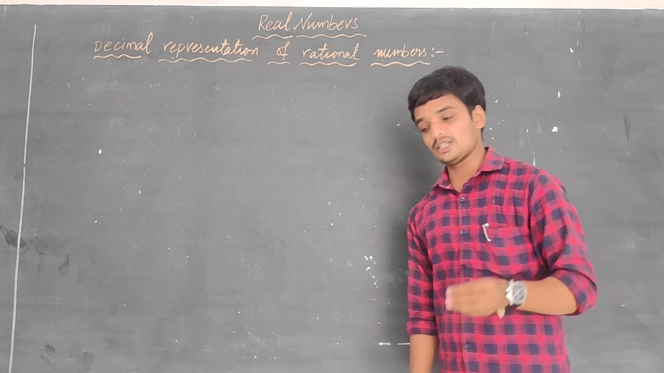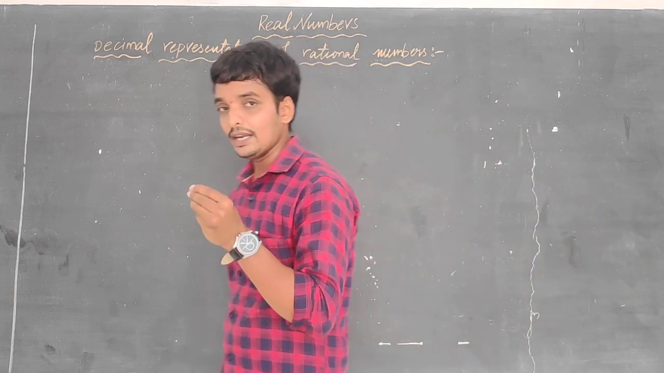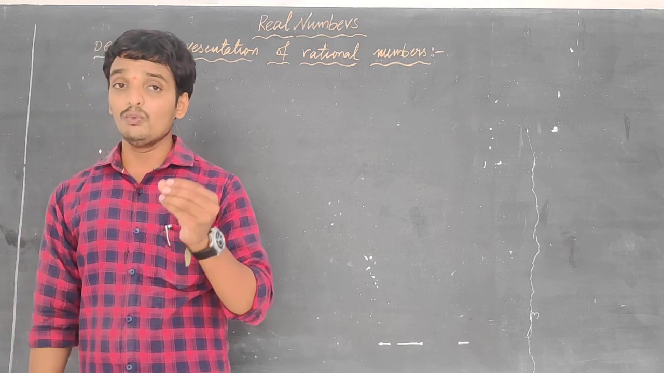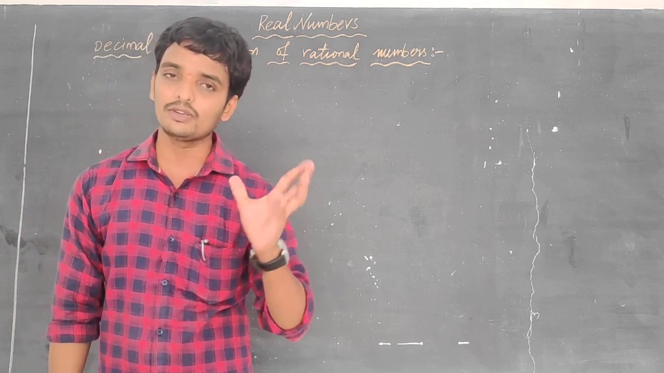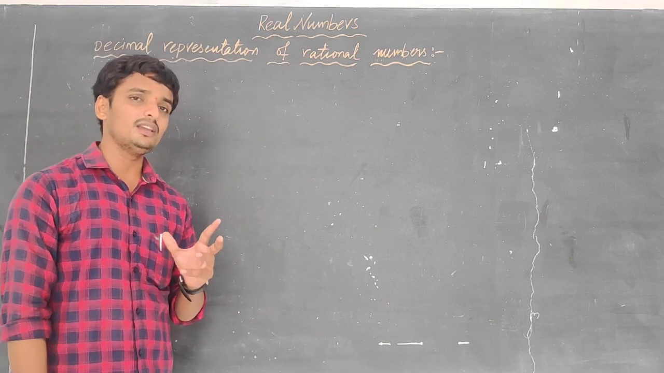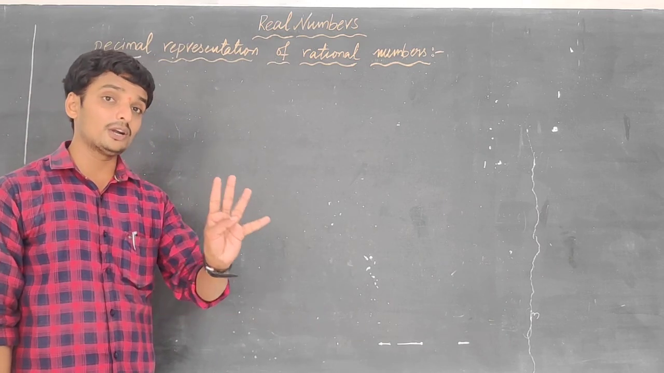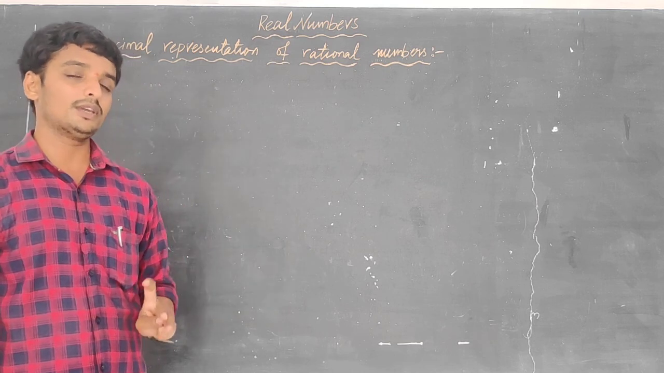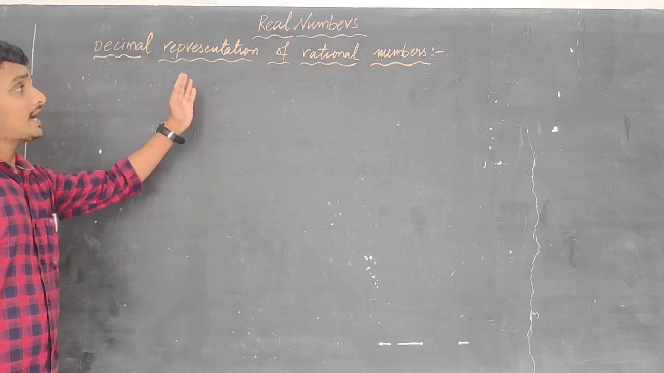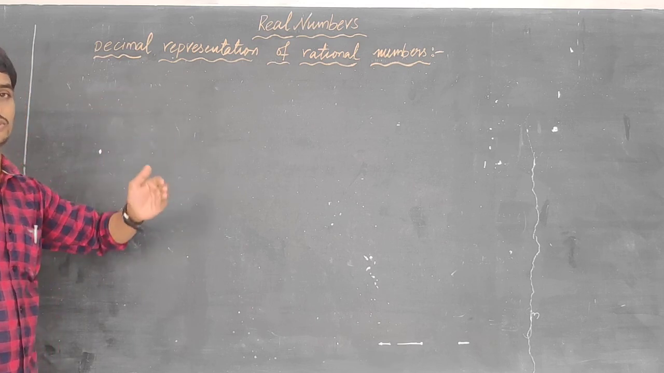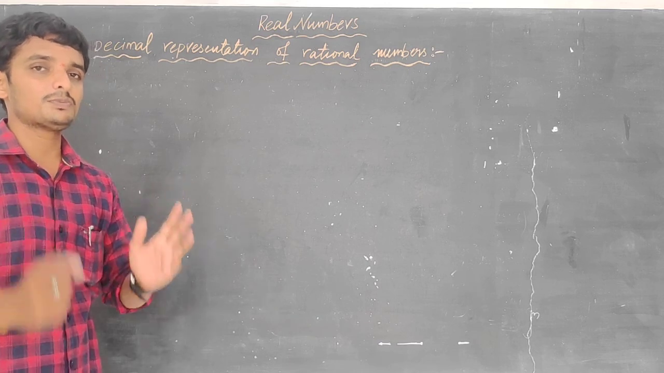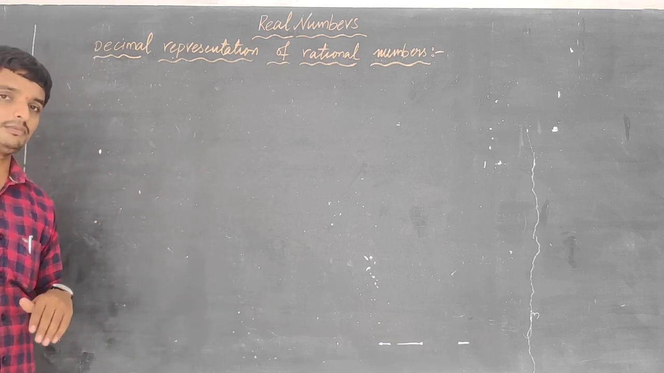So that means terminating decimals and non-terminating recurring decimals, we can write in the form of p by q. Every terminating decimal and non-terminating recurring decimal, we can write in the form of p by q. Now they are giving some rational numbers, those are in the form of p by q. Now we are converting to the form of decimal expression, decimal form. Can you write, my dear students?